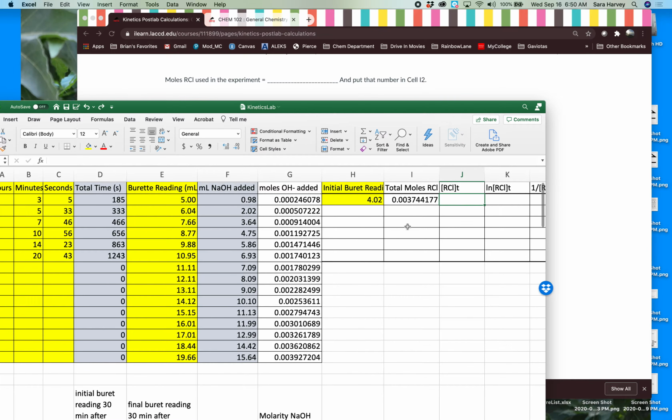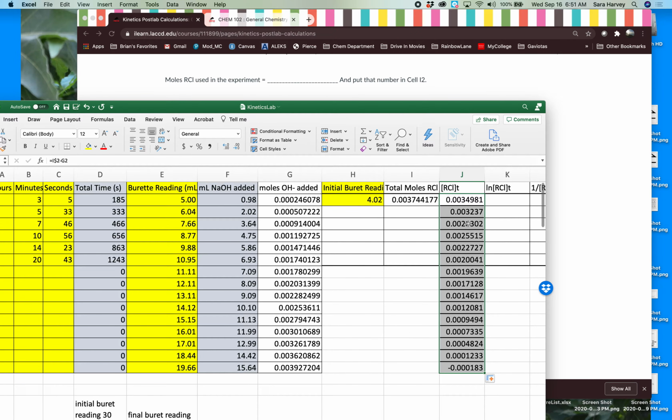I'm going to go ahead and click here, equals, Excel via calculator, H2, I2, click that $ sign between the I and the 2 so that locks that in place, and click after the 2, minus, click on the moles of hydroxide added at that specific moment in time, because that tells you how much has been used of your reactant, type enter. And I can click on here, bottom right corner, double click, there you go.